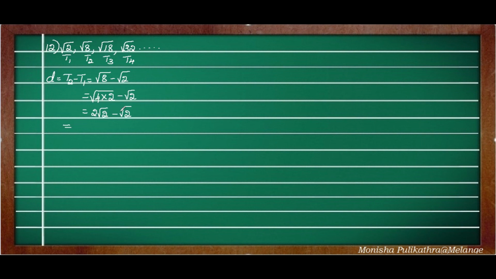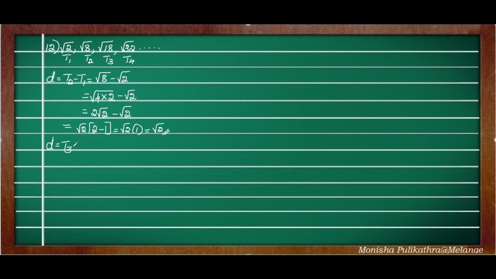Next, here root 2 and root 2 is common. So take root 2 as a common term. The remaining will be here 2 and here it will be 1. Okay. So root 2 into 2 minus 1 is 1. So the common difference is root 2. In the first case, the common difference is root 2. So let us move on to the second common difference.